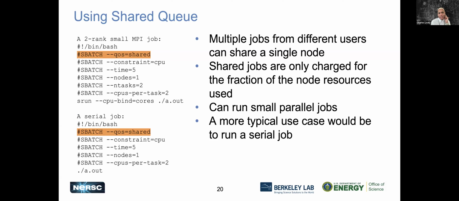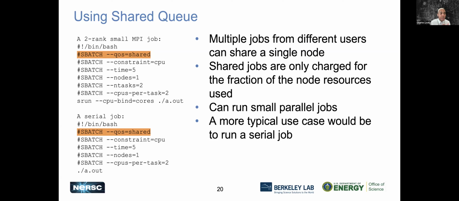Okay, some considerations to take into account when you're using shared queues as well is that you can run multiple jobs for different uses on a single node, and so shared jobs are going to only charge a fraction of the node resources that you use. So you can use those to run small parallel jobs, really quick and simple jobs, as well as serial jobs too.